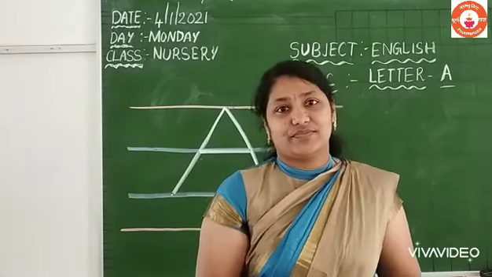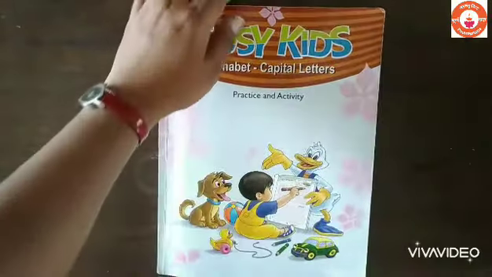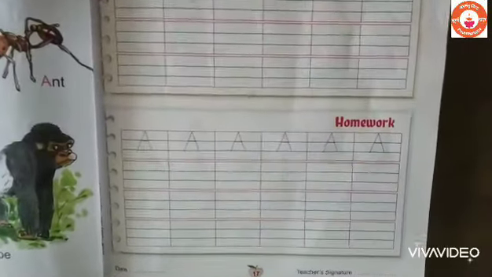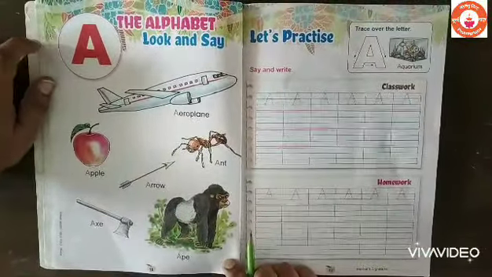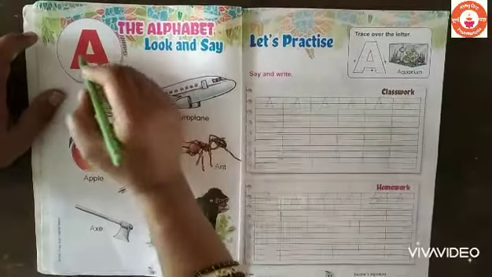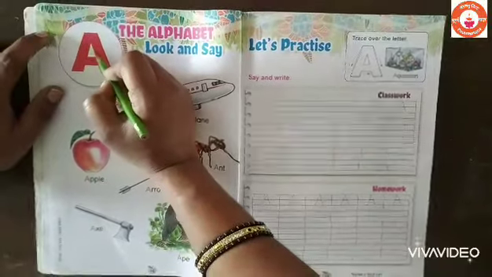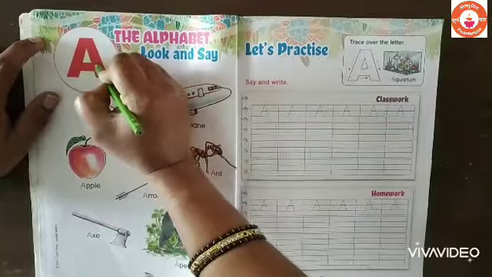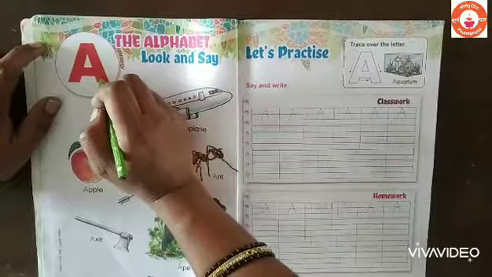Okay? Dear parents, kindly take out Cozy Kids book and go to the page number 17. And now, help the child to read these pictures. Kids, see here? Which letter is this? Correct, this is letter A. See children, this is letter A. A sounds A.